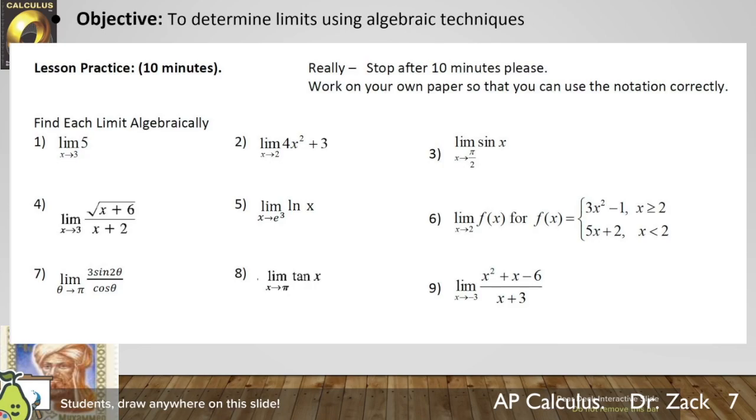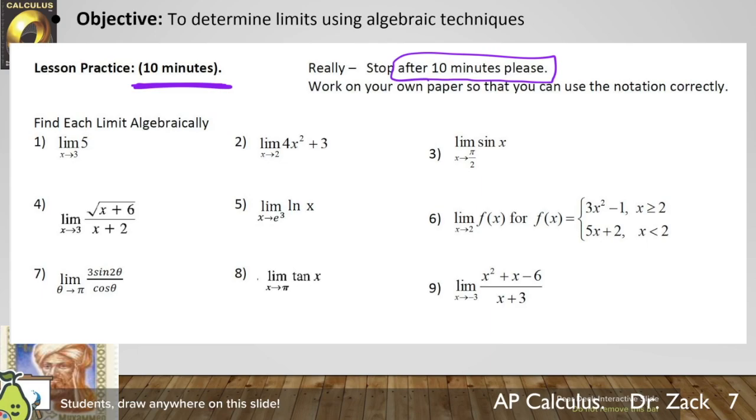And it's time for you to practice. Notice the lesson practice is short. It says only 10 minutes. So really, I want you to stop after 10 minutes. Do not do it all. If you finish early, that's great. If you don't finish it, that's really okay too.